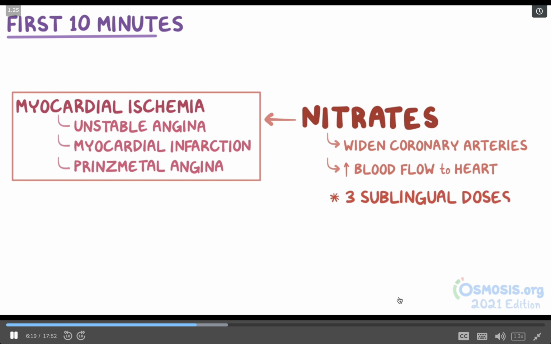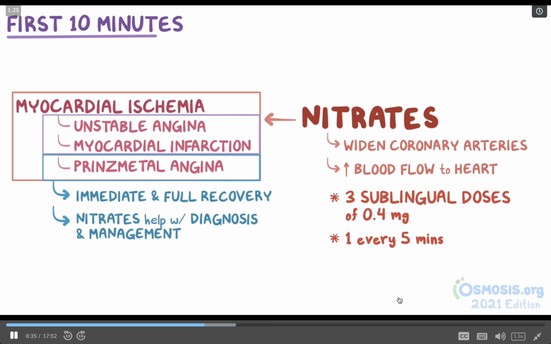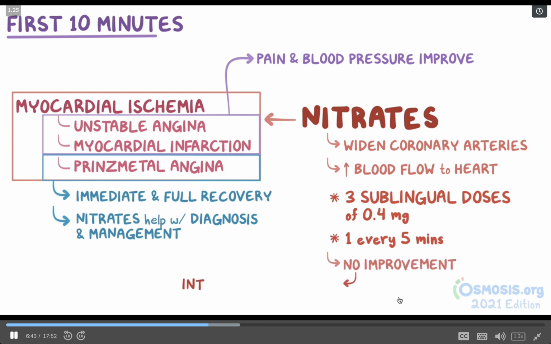3 sublingual doses of 0.4 milligrams of nitrates are generally given, 1 every 5 minutes. If the patient has Prinzmetal angina, nitrates will lead to an immediate and full recovery, so nitrates help with both diagnosis and management. And if the patient has unstable angina or a myocardial infarction, then pain and blood pressure should improve. So if there's really no improvement at all, then intravenous nitrates might be needed.